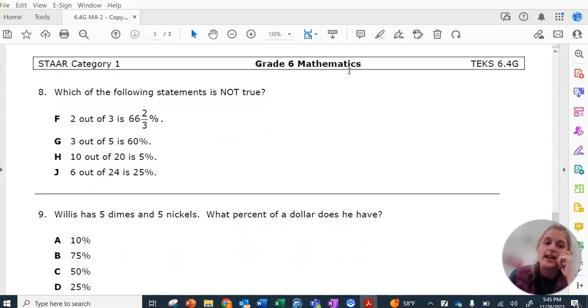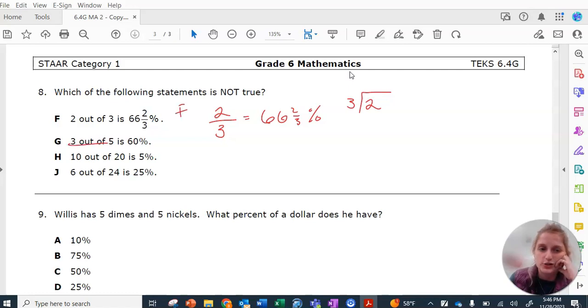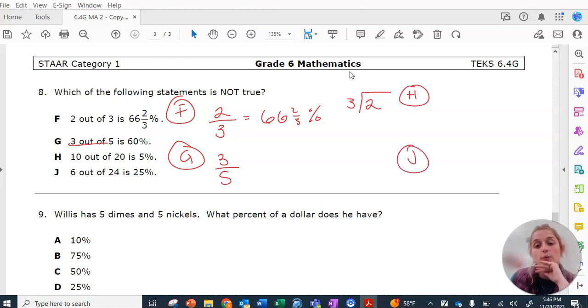Which of the following statements is not true? 2 out of 3, that looks like 2/3. Is it true that that is the same as 66 2/3%? I don't know. You're going to have to divide. Divide your numerator by your denominator, see what you get. Each of these, maybe you want like a section. There's F, there's G, 3 out of 5. That's the first step, is to write the actual fraction. Then do a space for H, then do a space for J. Again, you're looking for the one that is not true. So if you're like, yeah, that does make the answer, don't circle it. That's not your actual answer.